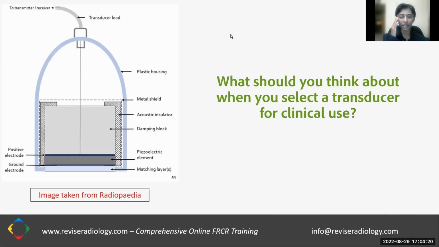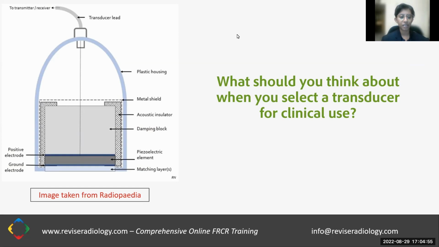Before we continue with the session, I'd just like to ask a question to the group. What features of the transducer, or what factors, would you think about when you select a transducer for clinical use? Could you put that in the chat box, just so I get an idea of what you think?